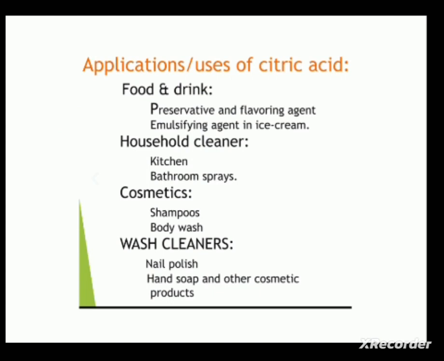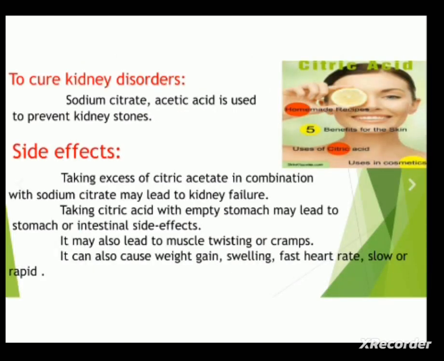Then applications of citric acid: food and drink, where it has the most important role in the food industry as a preservative and flavoring agent, an emulsifying agent in ice cream, household cleaners, kitchen and bathroom sprays, cosmetics, shampoo, body washes, wash cleaners, nail polish, hand soap products. So, you can conclude there is vast use of citric acid in the pharmaceutical as well as the food industry.